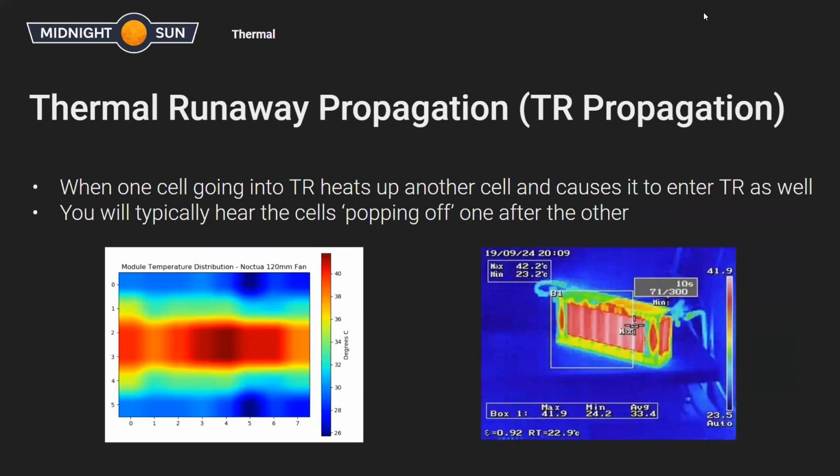And when cells explode, you'll hear one cell basically pop its CID and then explode out the top, and then another one and another one and another one. So we don't want that. There were some cars in the World Solar Challenge that had this happen, and there was basically nothing left of the car. So we want to be very careful with our thermals.